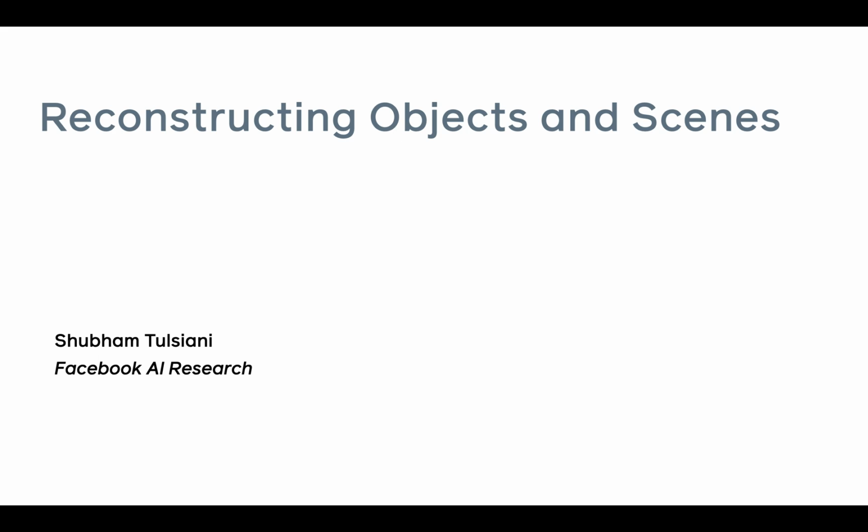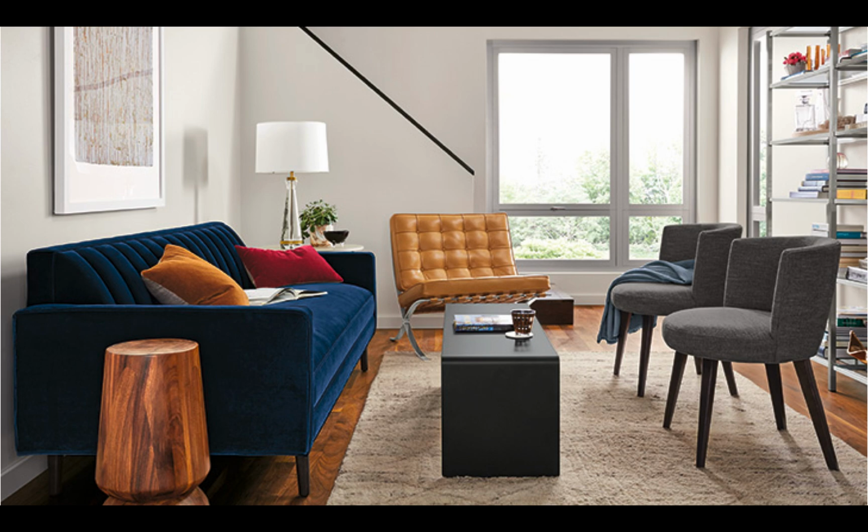I'm Shubham. Today I want to talk about how, given a single RGB image, we can reconstruct in 3D the objects and the entire scene that are visible in that image. Of course, given that all of us are here, we probably know and like 3D representations, but I still want to begin by motivating why we want to be able to infer 3D representations given a single 2D RGB image, such as this one here.